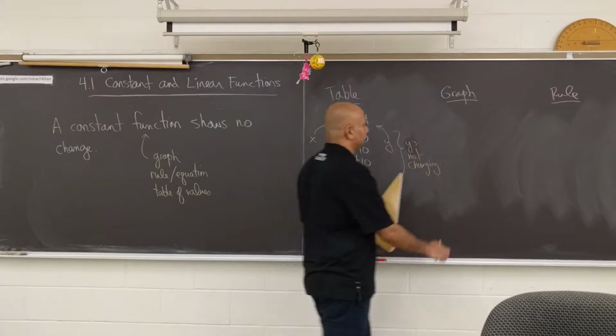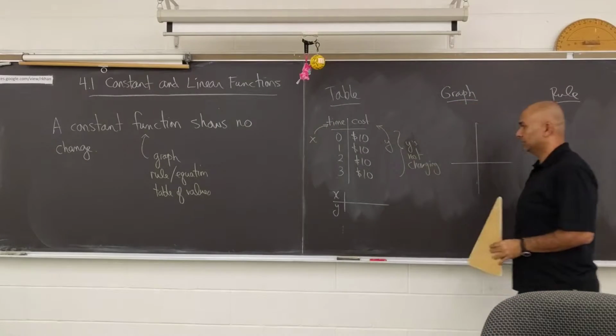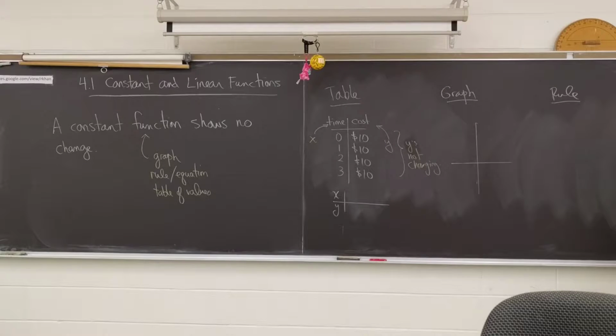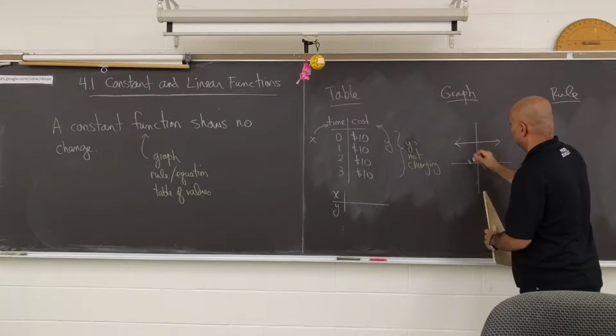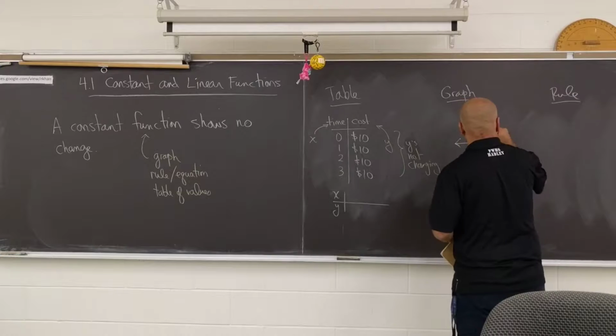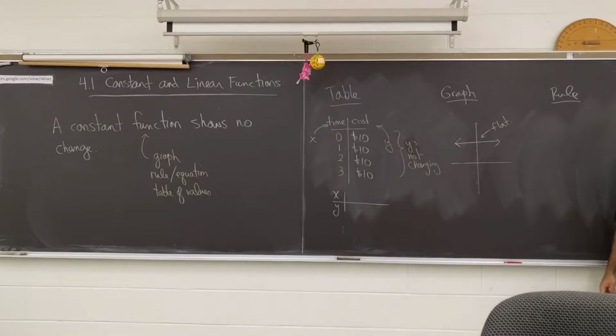In a graph, we already kind of talked about this last chapter. If you had a graph, how could you tell if this was a constant function? We've already talked about this. Yeah, just a flat line, right? So if you have anything that's flat, then it's constant. So I'm just going to write the word flat. Really straightforward for a constant function.